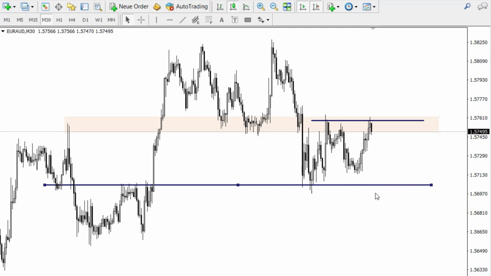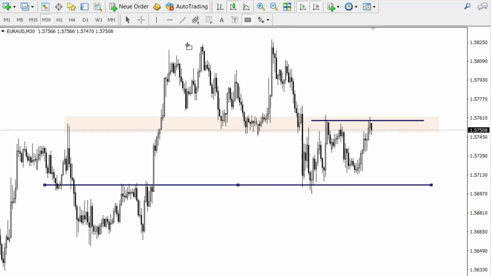Again, we are not going to enter right at a support and resistance level. Support and resistance is just a confluence concept where we can identify high impact price areas, significant price areas on our charts, where we then can, with the other tools and with the other signals that we will explore later, time our entries and find good entries.